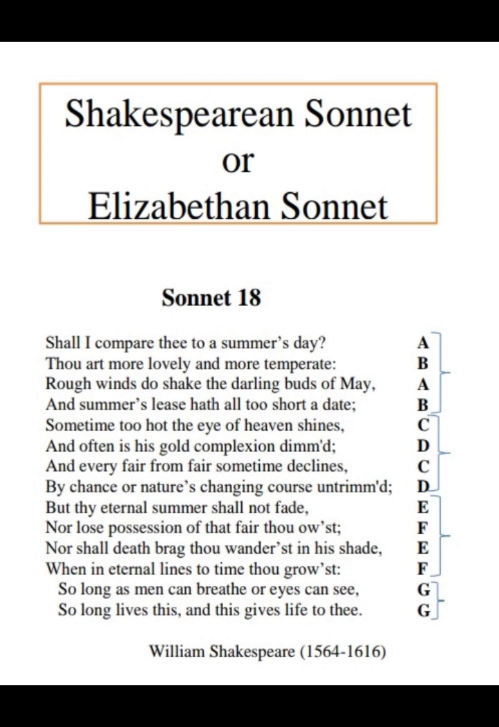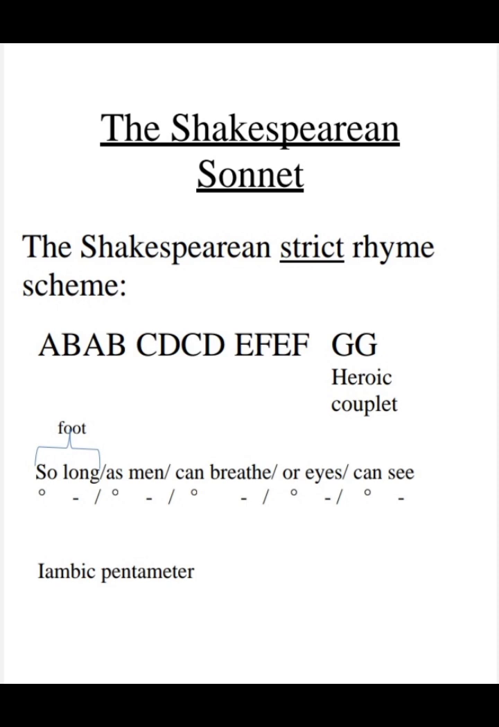Look at the first line of the couplet. So long as men can breathe or eyes can see. The line here is composed of 5 parts, or 5 feet. Each foot is composed of 2 syllables, a weak syllable and a strong one. So long as men can breathe or eyes can see: weak strong, weak strong, weak strong, weak strong, weak strong. A weak strong foot is an iambic foot. The iamb is a meter. So the line is an iambic pentameter, as it is composed of 5 weak strong feet.